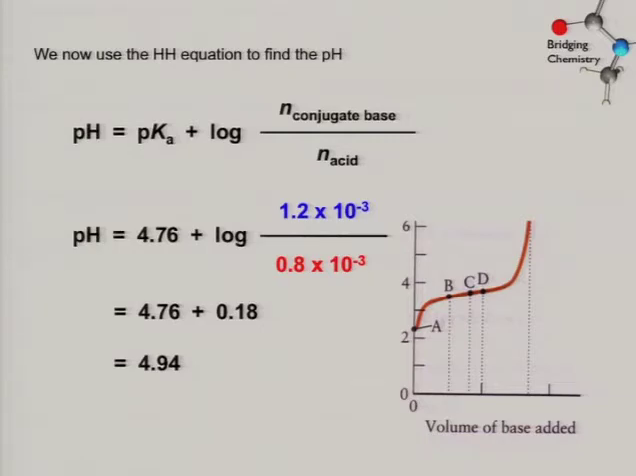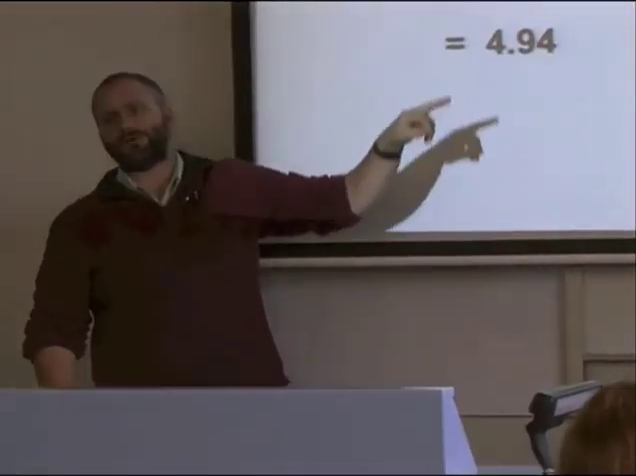Because it's a buffer, you wouldn't expect it to be much more basic, but you would expect it to be more basic. And so you'd expect the pH to be bigger than it was if those amounts were the same. Yeah? You see what I'm saying? And so this is a good check for you to make sure you've done the calculation right. Because it turns out that if you get those numbers around the other way, so you put the 0.8 on the top and the 1.2 on the bottom, this comes out as being negative 0.18.